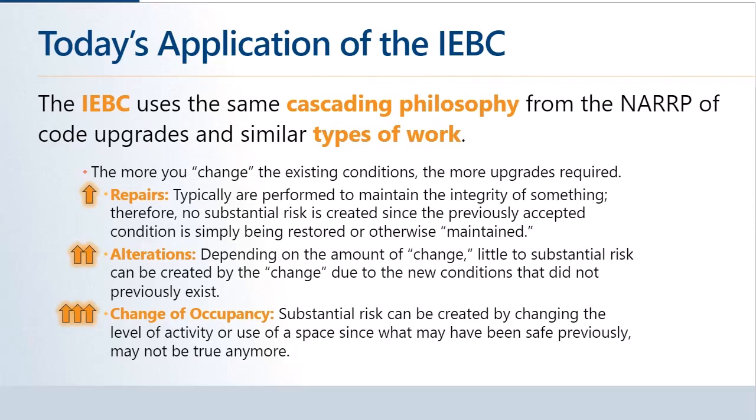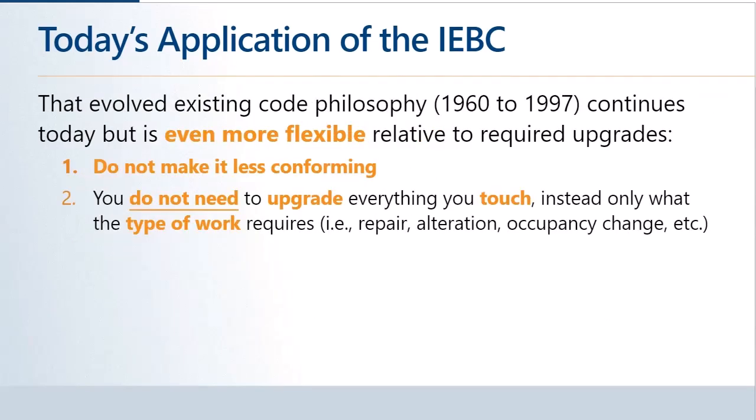Repairs, they're typically performed to maintain the integrity of something. So there's no substantial risk created since a previously accepted condition is being restored or otherwise maintained. Alterations, again, depending on the amount of change, a level 1, 2, or 3, we could be creating substantial risk that didn't exist before. So the code is going to treat it in a manner to address that risk. And obviously change of occupancy could be very significant, right? We could be creating a building where folks are now sleeping, where the building was never set up for that, or folks are not capable of self-preservation, and the building is not set up for that. So that's just kind of some of that philosophy.